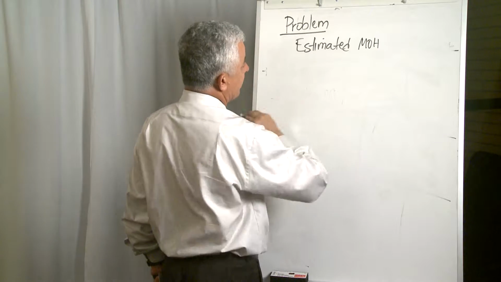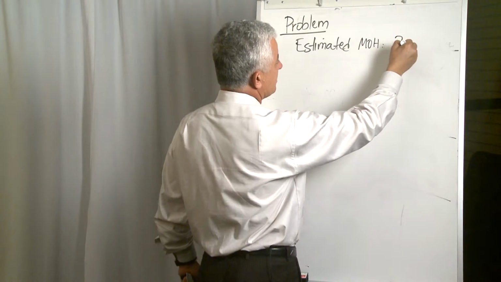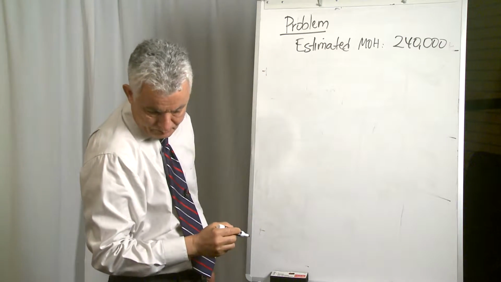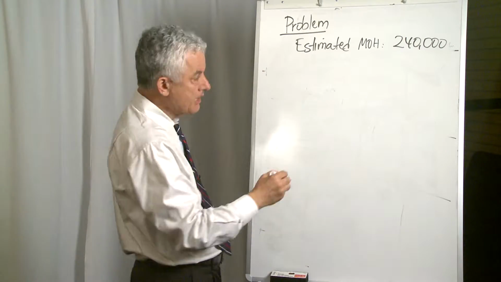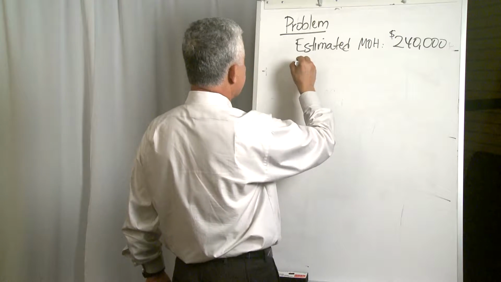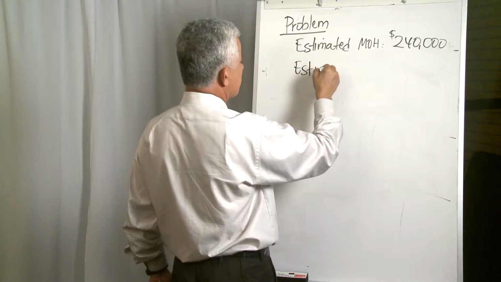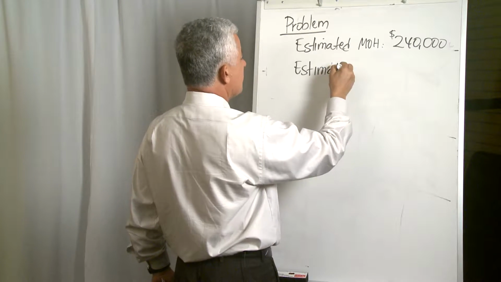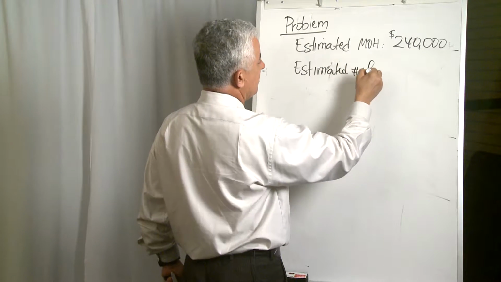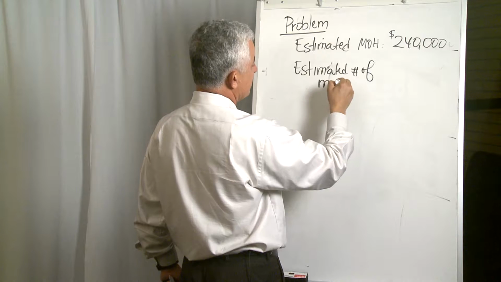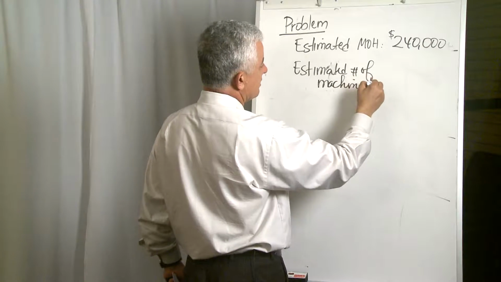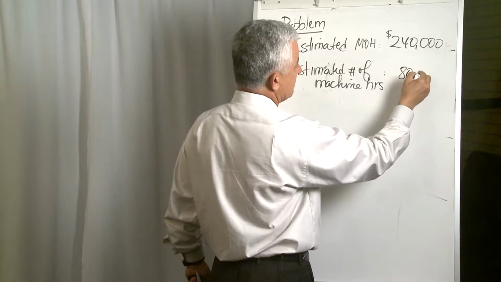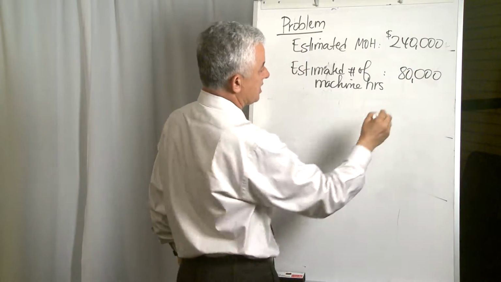MOH stands for manufacturing overhead, which is 240,000. Okay, 240,000, and the expected or estimated number of machine hours is 80,000 machine hours.